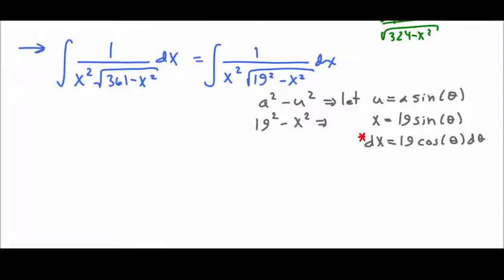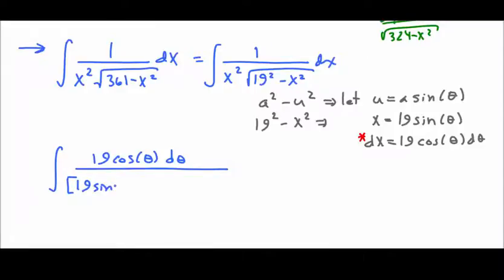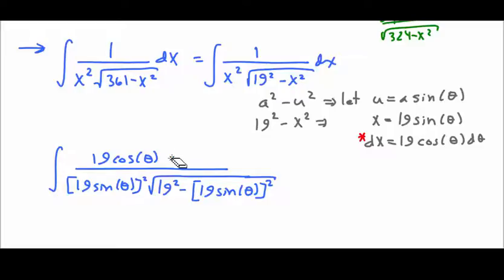Okay, so we have a lot to substitute here. The dx we know is equal to 19 cosine of theta d theta. Now x squared, it's not under the radical, it's 19 sine theta quantity squared. And I have my 19 squared minus x squared again, so this is 19 sine of theta quantity squared. So everything's subbed in. I'm going to put my d theta at the end here. Again, I have to not just write x, but I have to have it squared, and so I'm squaring the 19 and the sine.